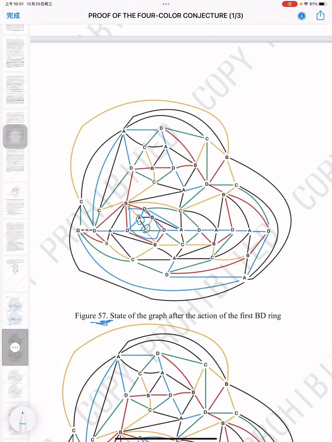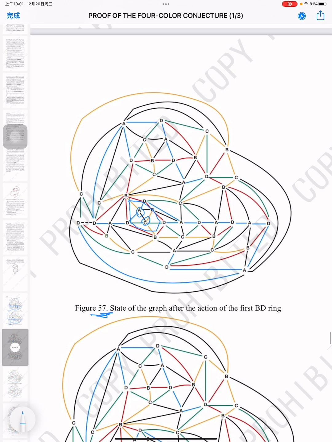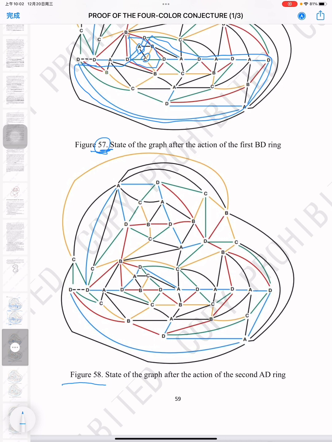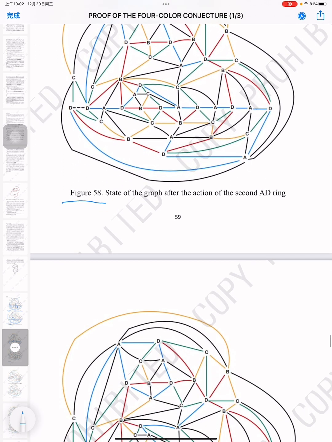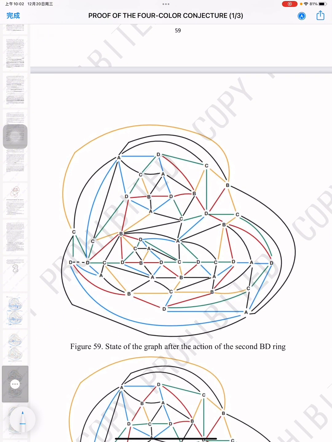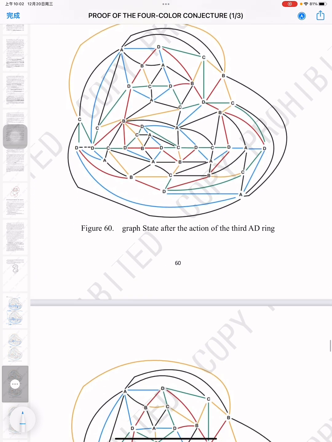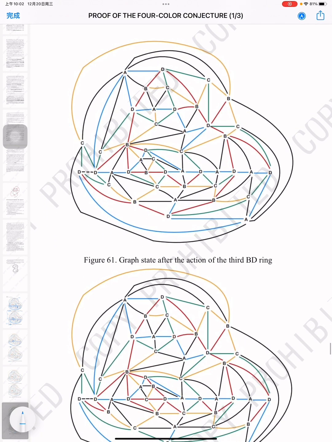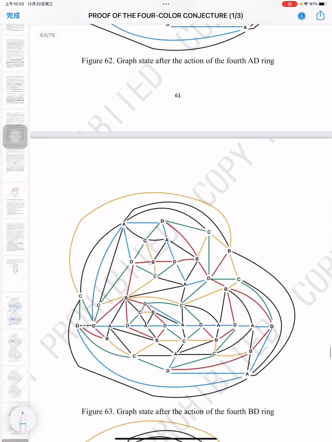So the similar operation continues. In 57, there appears an AD ring here. So after the BC swap of the AD ring, the state becomes figure 58, and so on. So the state change continues through 20 states.